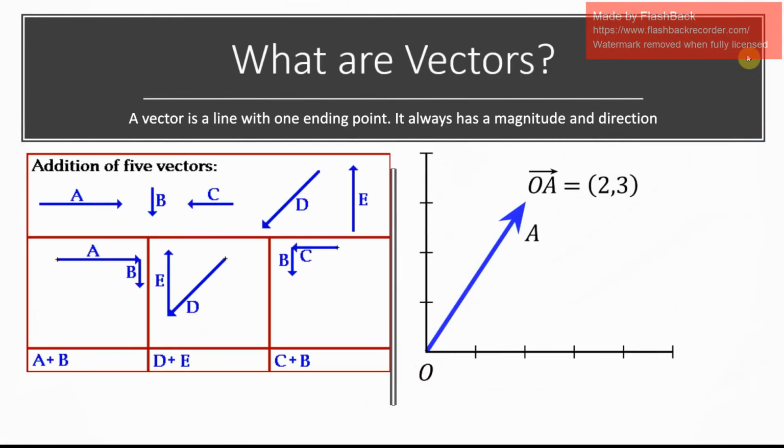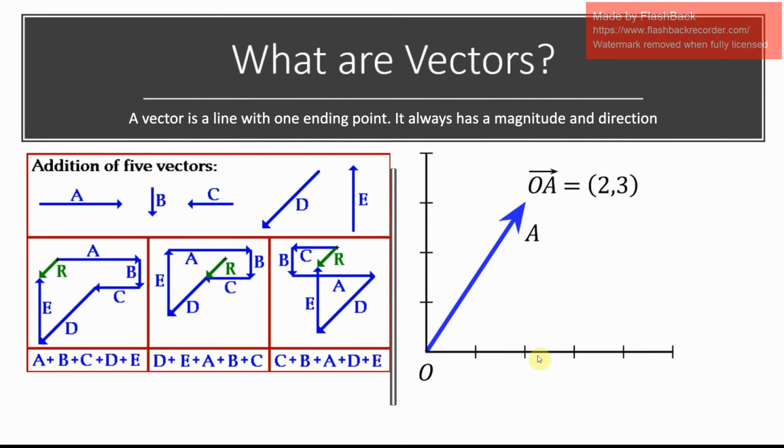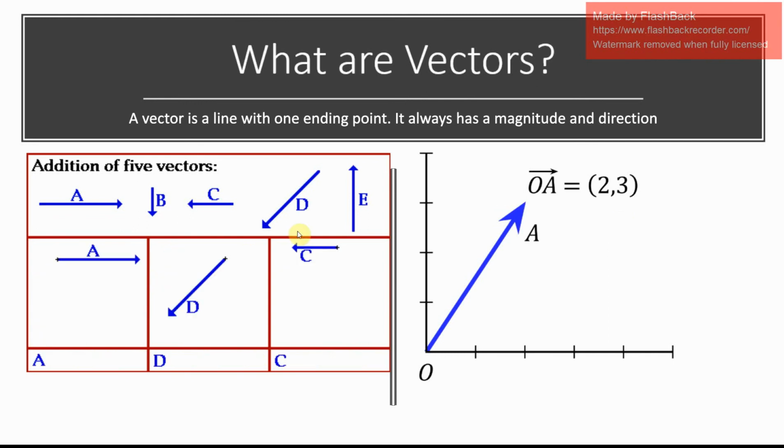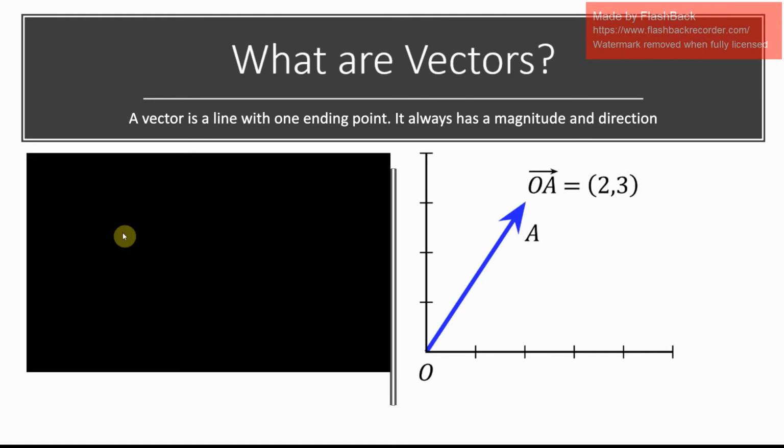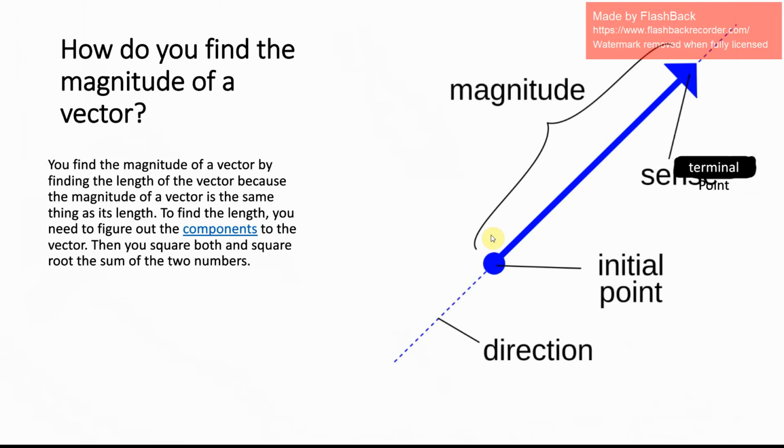What are vectors? A vector is a line with one ending point, like this one. It always has a magnitude and direction. Here are some examples of vectors. There you go. How do you find the magnitude of a vector?